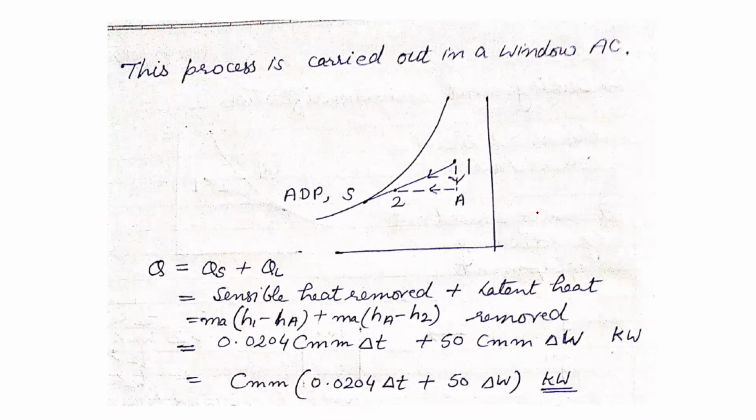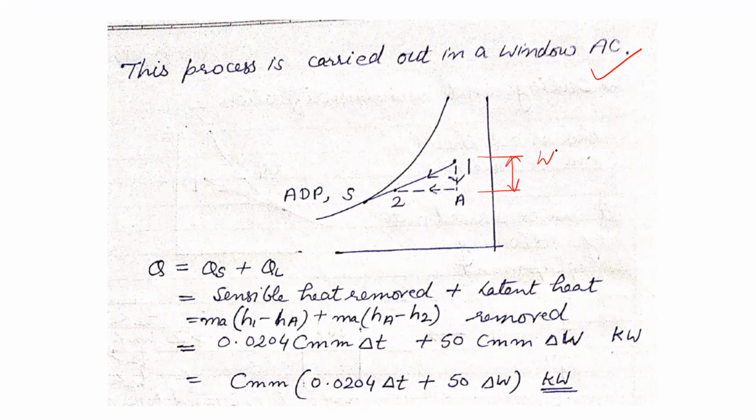And this process is particularly carried out in the case of a window AC. You know, in a window AC, when the air comes in contact with the cooling coil, the moisture is removed from it. You must have observed that water is coming out from the back of the window AC. That is the condensation of the moisture which comes in contact with the coil. And simultaneously, there is cooling of the air also. So you can see this is the condensation part which is taking place.